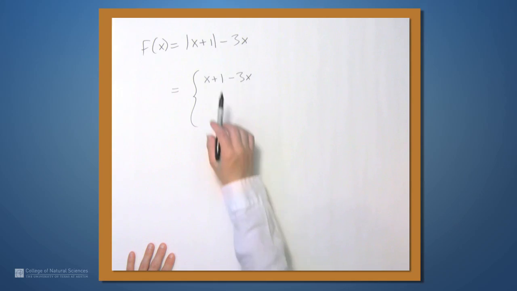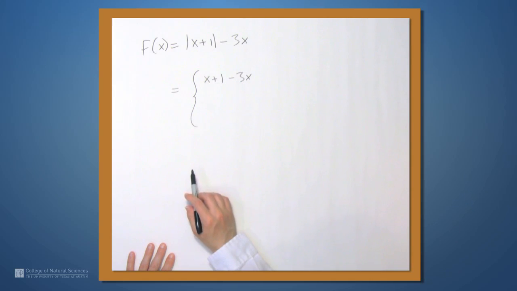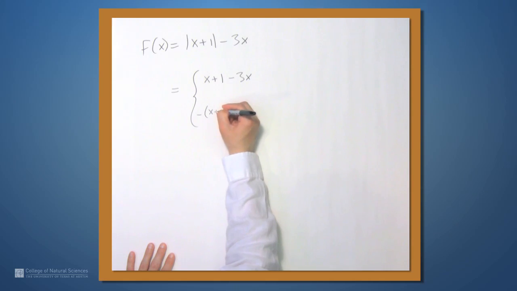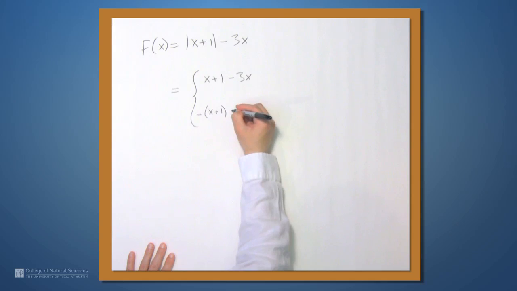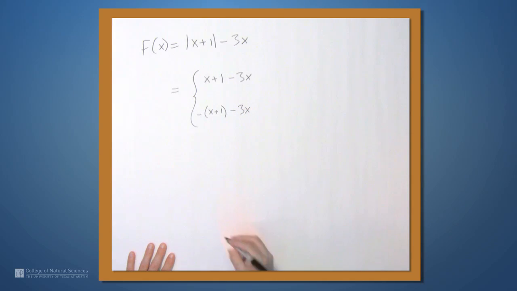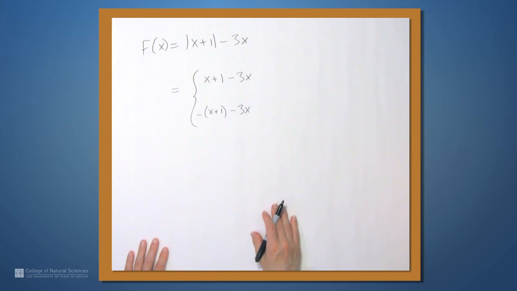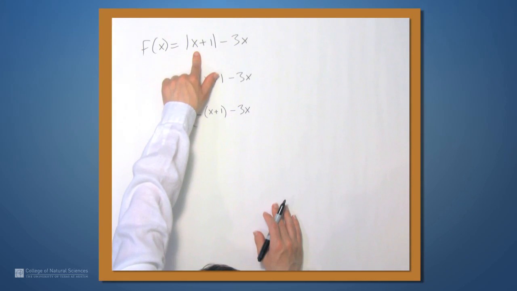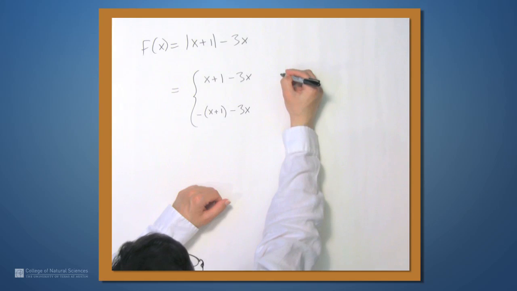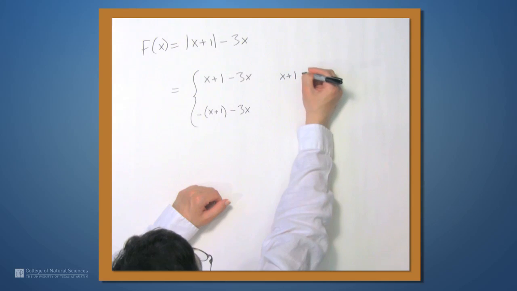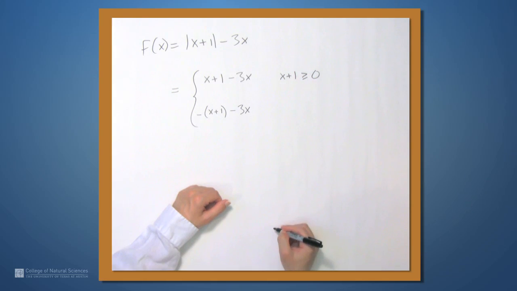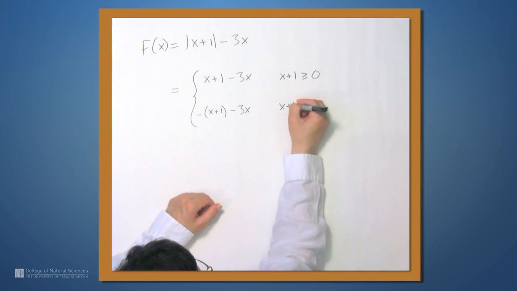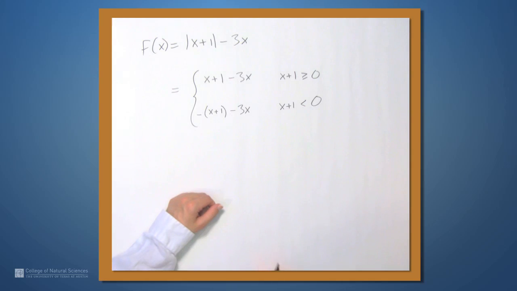In the second case, we're going to multiply what's inside the absolute value by negative 1. So we get negative x plus 1 minus 3x. Now, what are the conditions that make each of these happen? The only thing that's in the absolute value is the x plus 1. So this first case holds when x plus 1 is greater than or equal to 0. The second case holds when x plus 1 is less than 0.